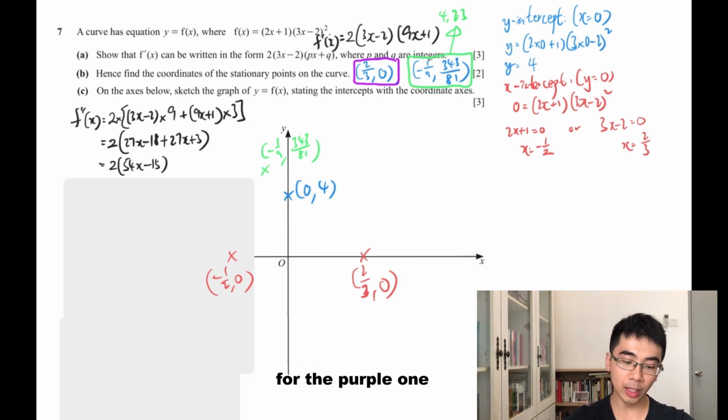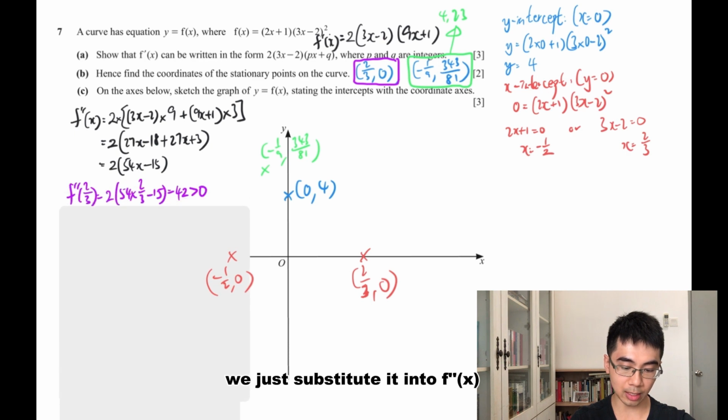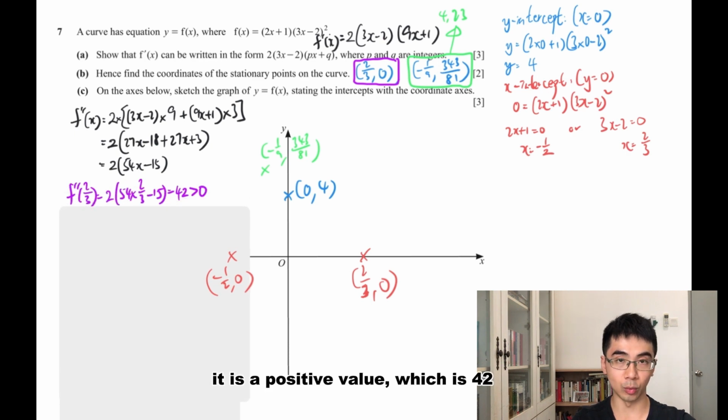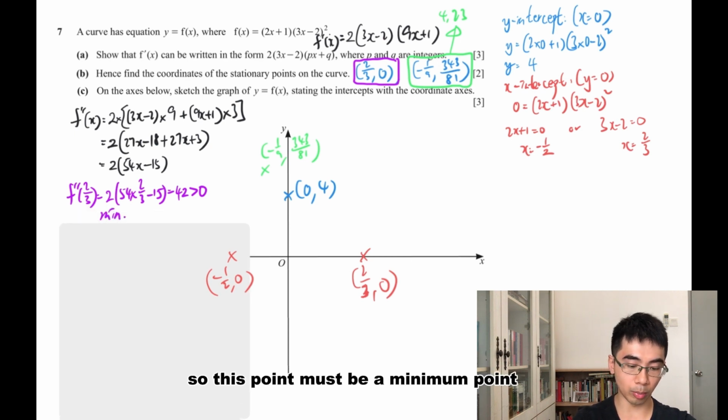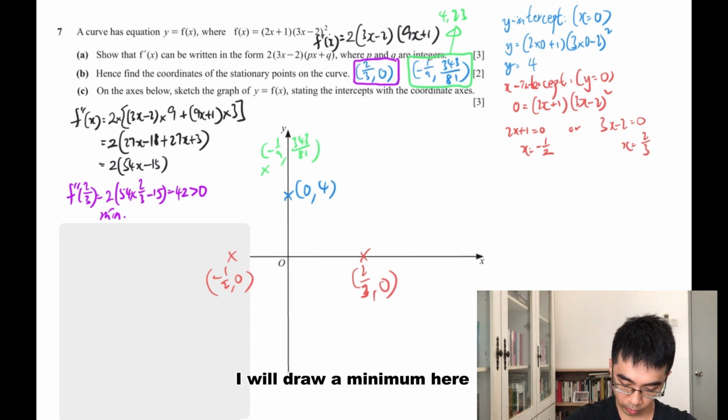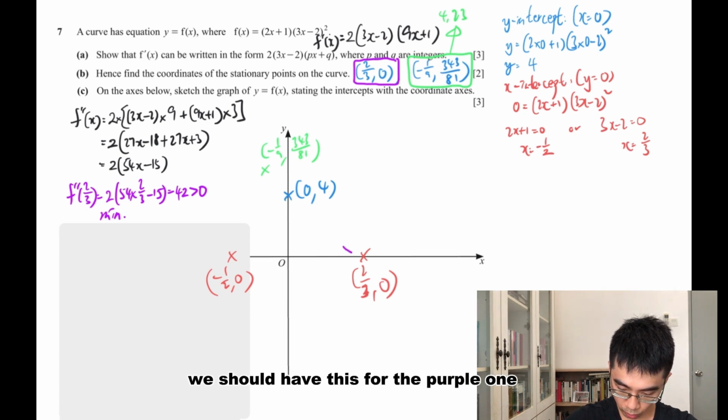For the purple one, x is 2 over 3, so we just substitute it inside, and it is a positive value, which is 42. It is larger than 0, so this point must be a minimum point. So I will draw something here. We should see something like this for the purple one, this one.